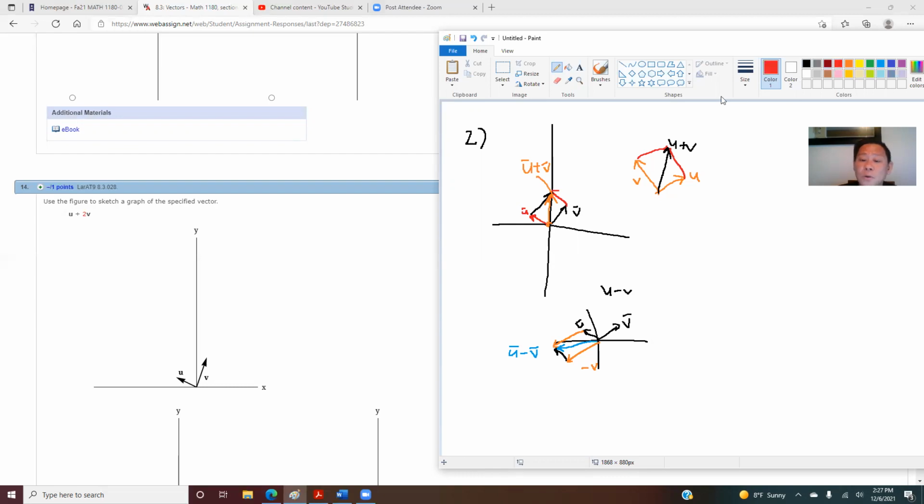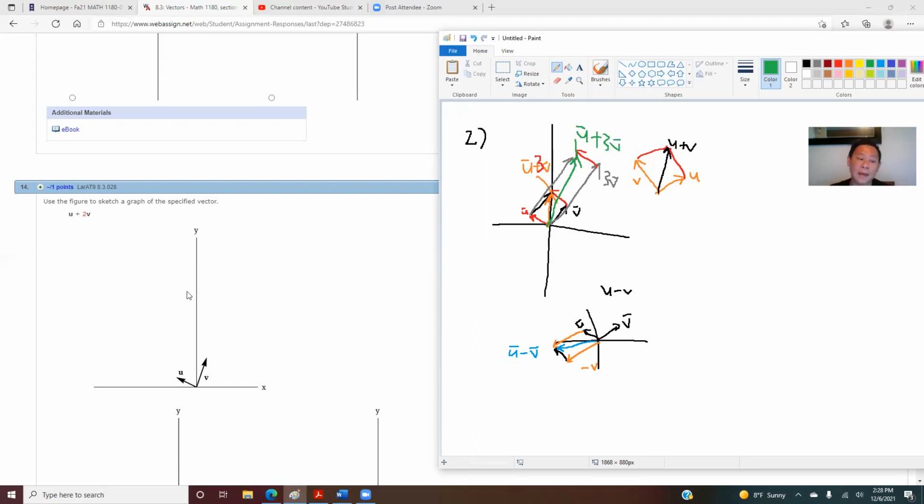If you want to do u plus 3v, then what you need to do is extend the v 3 times longer. So 1, 2, 3. So this is 3v. And then this is u. So you also extend this 3 times longer. And then this is the vector v here. Then you draw, connecting from one end of the point to the other end. So this green line is going to be u plus 3v.